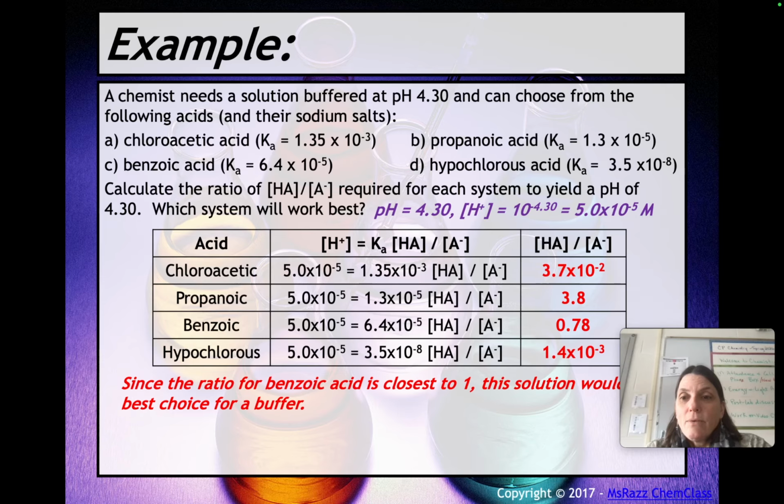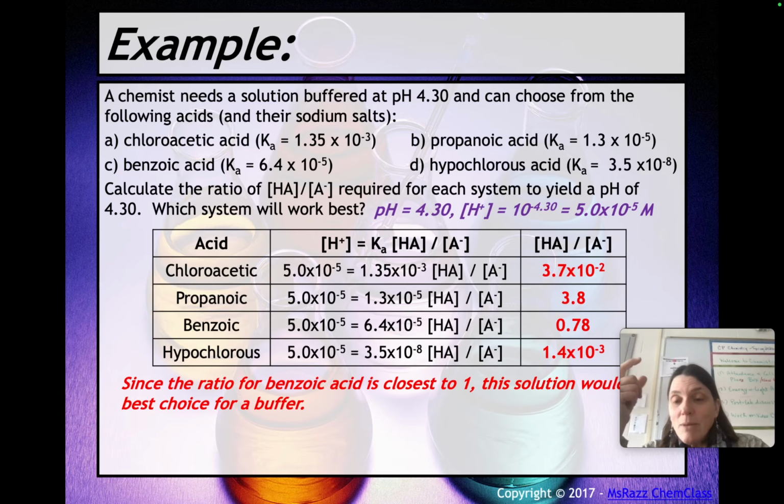All right, this is not how I would do this problem. The first thing I would do is calculate the pKa of all of them, and then figure out which one was closest, and then figure out the ratio of HA to A minus. Now, theoretically, you could make a buffer of pH 4.3 from all of these. It's probably going to be easiest from benzoic acid or propanoic acid because their pKa's are probably going to be closest to 4.3. And if you notice benzoic acid, the ratio of HA to A minus is closest to 1. So that's probably the best one to choose because it's the closest.